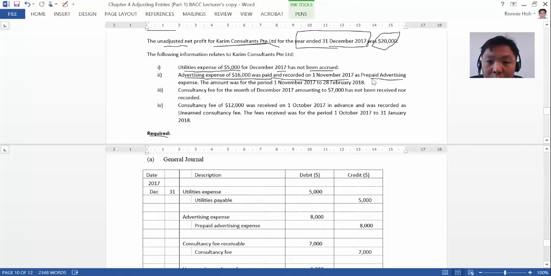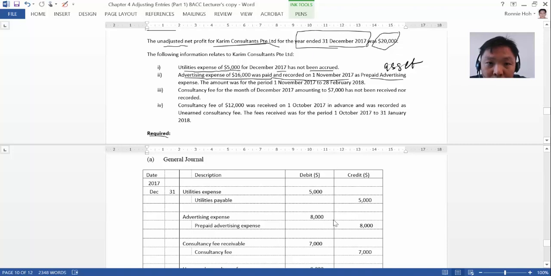So 2 months of prepaid has become an expense. If that's the case, we need to reduce prepaid advertising expense. To reduce prepaid is to credit, because prepaid advertising expense is by nature an asset. Let me take my stylus pen. So this is an asset, and to reduce an asset, remember, is to credit. So we credit prepaid advertising expense. There you go, credit prepaid advertising expense. And this amount that is credited becomes an expense, the 2 months. To record an expense, we always debit. Okay? Debit advertising expense.